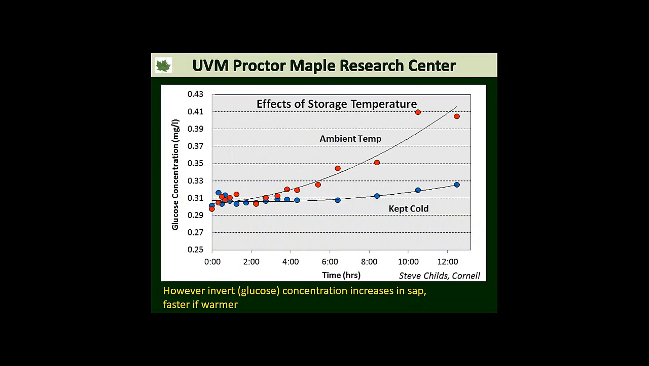Okay, so this is, again, Steve Child's work. You're looking at glucose concentration with storage. This was really at the end of the season, so fairly contaminated sap. But if it was kept cold, then you can see that the microbial level, or the glucose he was measuring, didn't really go up that fast as long as you're keeping it fairly cold. If you let it stay warm, though, the glucose concentration really started to increase fairly quickly.